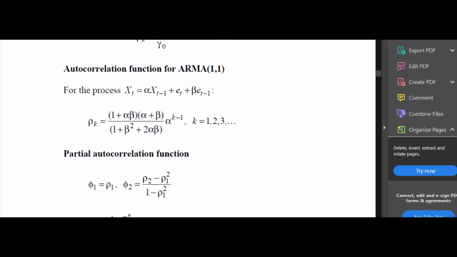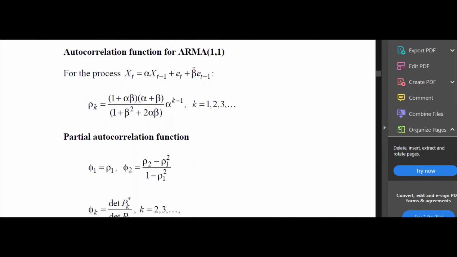Now here, if you see the autocorrelation function for ARMA(1,1), you write X_t this way and you find rho k this way, okay. This is what we have done in today's class. I started with ARMA(1,1), and if you put k equal to 1 here, alpha, beta, I found gamma 1, okay. You have to divide by gamma naught to get rho 1. And this one is given in your material, one example. That is what I discussed in today's class.